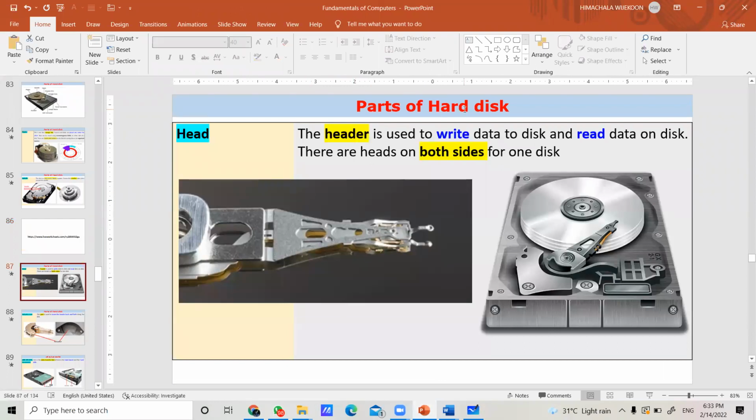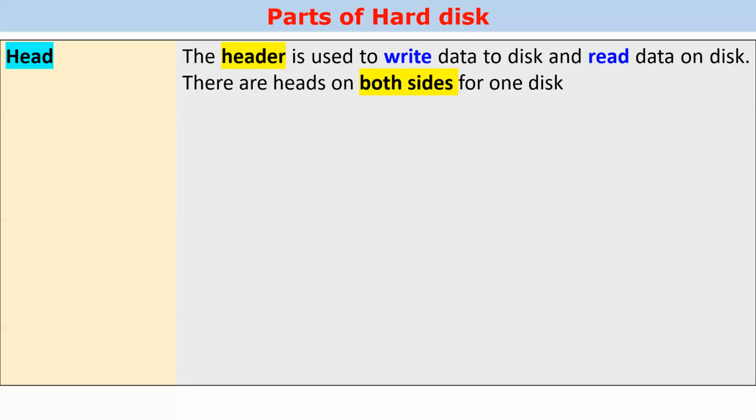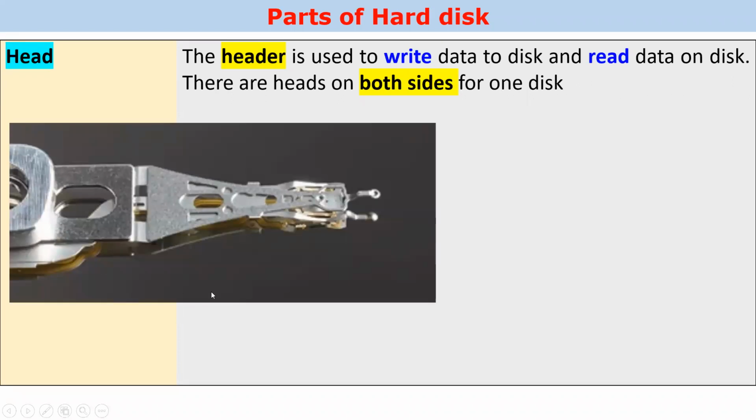Look at the next part here: head. A hard disk header or head. This is the device we use to store, write and read the data on the disk. How we write or read the data from the disk is using the header. There are headers on both sides of the disk. Look at the picture here, you can see some header part. Once I move the mouse, this is the place you call the head.